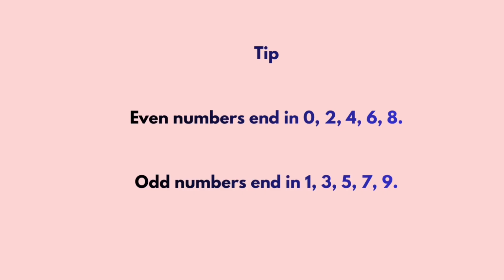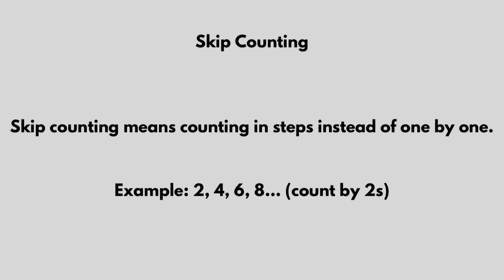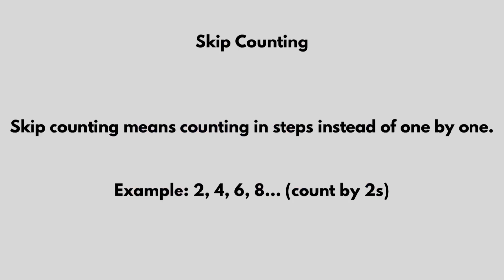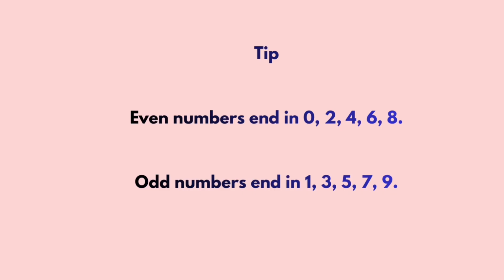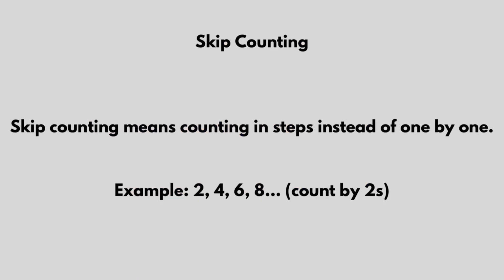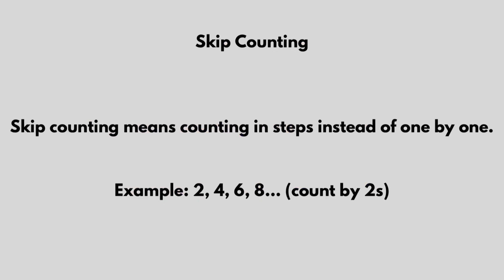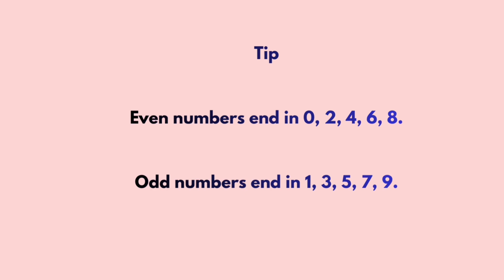Another tip: you can memorize even numbers by their last digits. You can easily identify the even numbers: the numbers ending with the digits 0, 2, 4, 6, 8 are even numbers. And the numbers which are always ending with 1, 3, 5, 7, 9 are odd numbers.